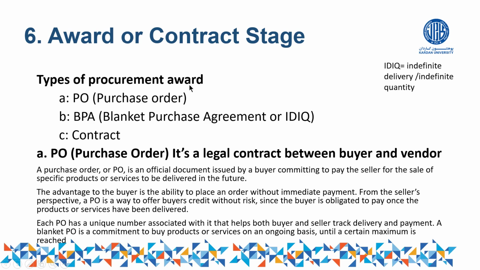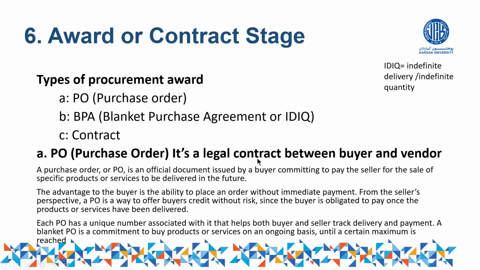Types of procurement award. The procurement award is divided into three parts. The first part is PO, purchase order. The second part is BPA, blanket purchase agreement, and the third is IDIQ. IDIQ means indefinite delivery, indefinite quantity. We will explain what this means. The first one is purchase order.